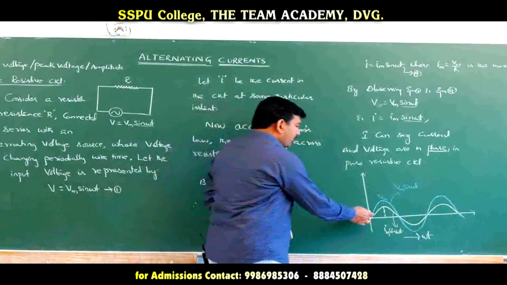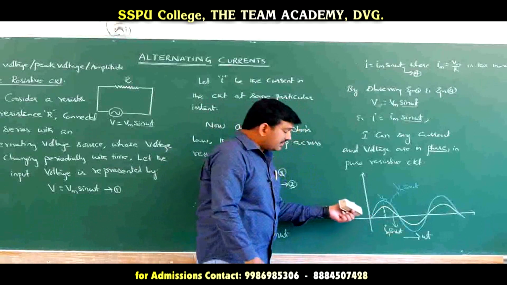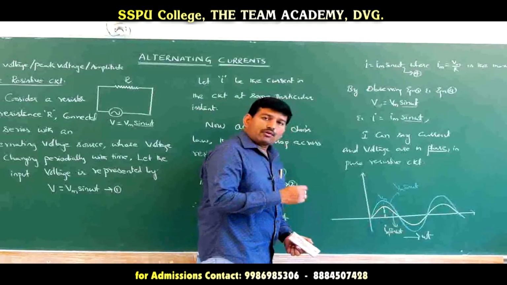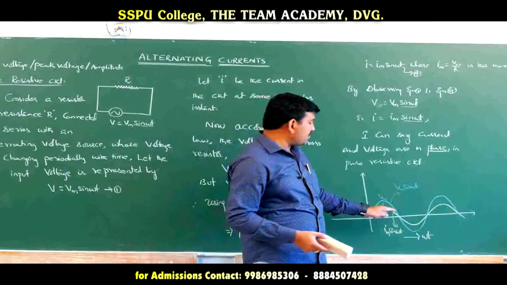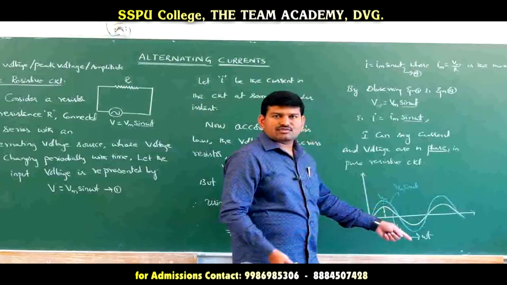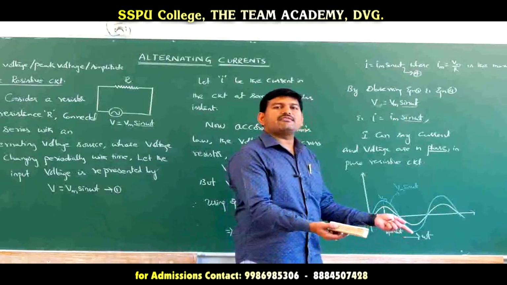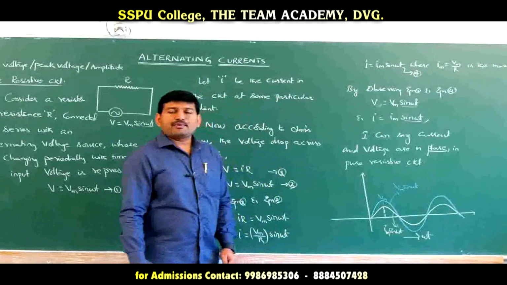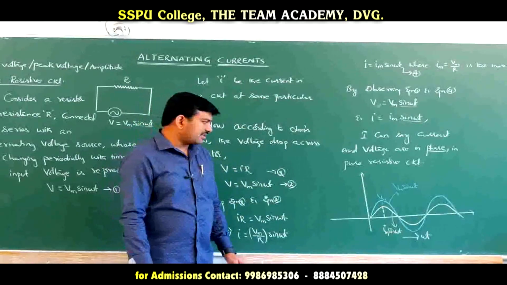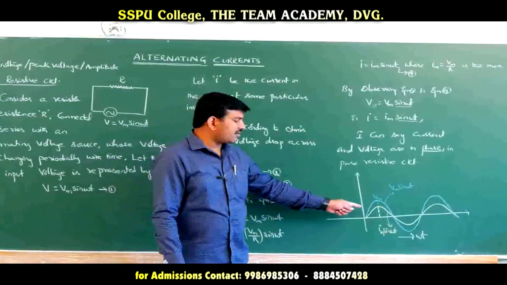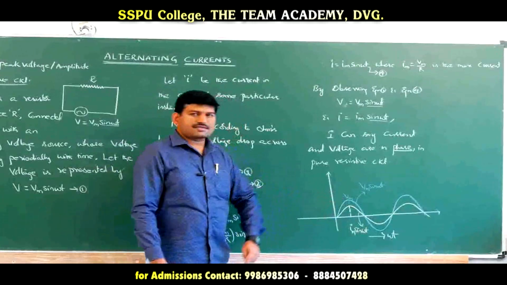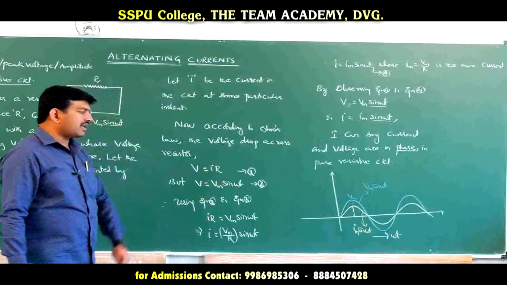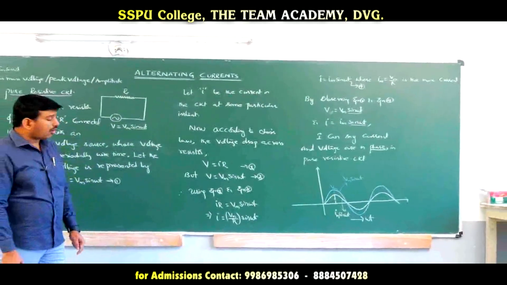So both voltage and current are 0 at the same time, and both of them are maximum at the same time. If voltage is maximum, current is also maximum. If voltage is minimum, current is also minimum. That means they are always moving in phase. Therefore, the phase difference between voltage and current in a pure resistive circuit is 0. Is it clear? This is the graphical representation of voltage and current in a pure resistive circuit, and from that graph, we can say that voltage and current are in phase.